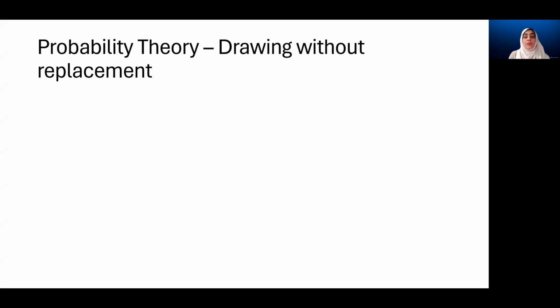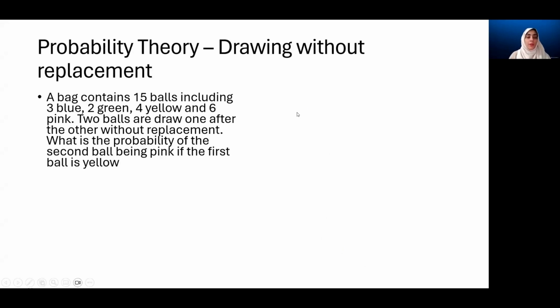Now let's do an example of drawing without replacement. A bag contains 15 balls, including 3 blue, 2 green, 4 yellow, and 6 pink. Two balls are drawn one after the other without replacement. So when it is without replacement, we know that the first ball which is drawn goes out of the bag, and the probabilities of the remaining balls change. What is the probability of the second ball being pink if the first ball is yellow?